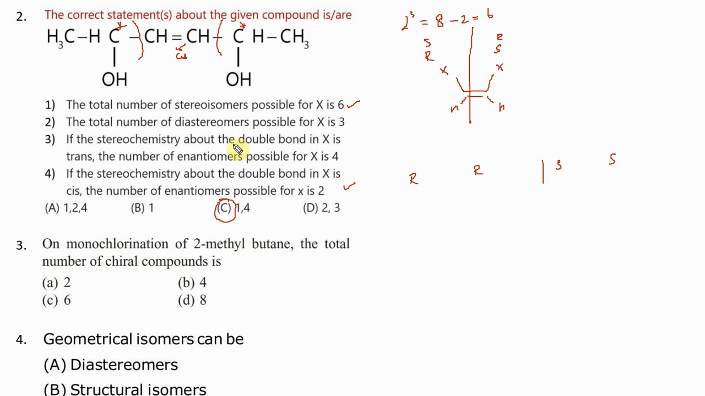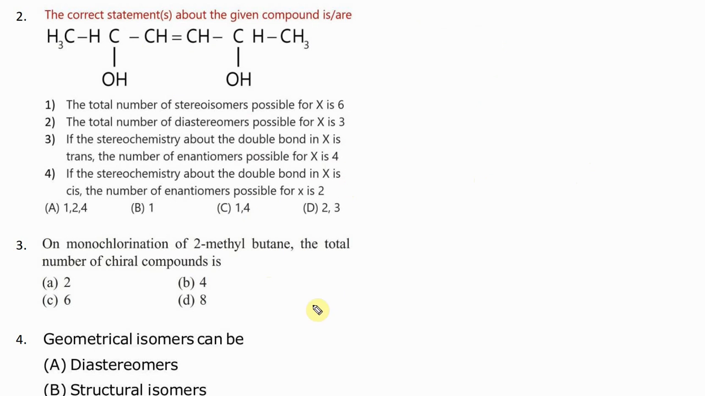Now the stereochemistry of the double bond in X is trans. Trans ஆயிருந்தா எதுவுமே cancel ஆகாது. You will have the maximum number of enantiomers. Okay, you will have RR is an enantiomer with SS. SR is different than RS னு வரும். Again, இந்த question உங்களுக்கு ரொம்ப tough இருந்தா leave it. It's okay. Let's go to this one.